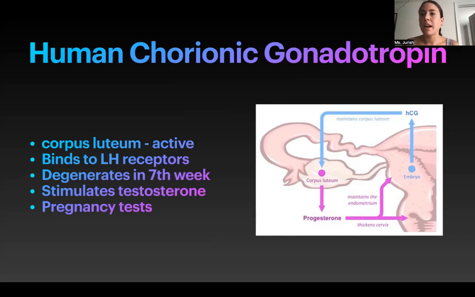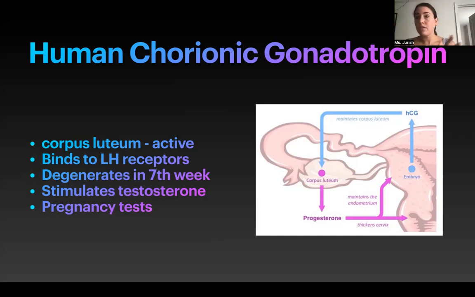The corpus luteum remains active during early pregnancy because of HCG, which is a peptide hormone. It's secreted by the chorionic villi and developing placenta. HCG is structurally related to LH, and it actually binds to LH receptors. Under the influence of HCG, the corpus luteum keeps producing progesterone to keep the endometrium intact. By the 7th week of development, the placenta has taken over progesterone production and the corpus luteum is no longer needed, so at that point it finally degenerates. HCG production by the placenta peaks at 3 months of development, and then it diminishes.